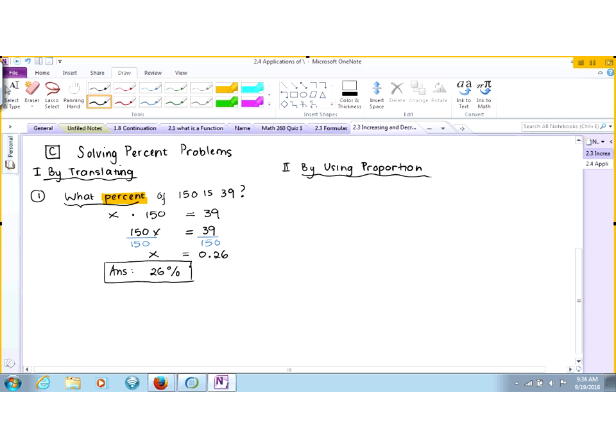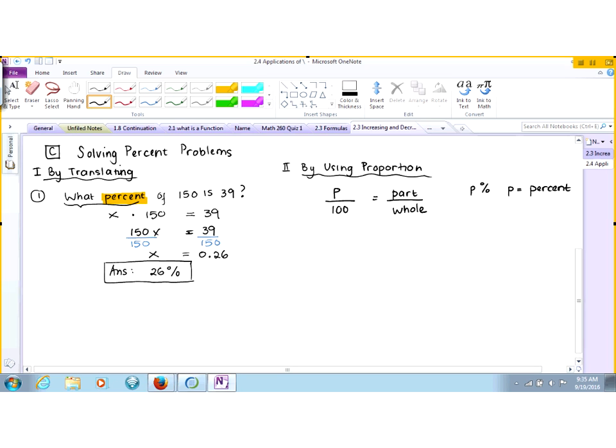Now, how do you use the proportion here? Using proportion, P over 100 is equal to part over whole. So P is P percent.